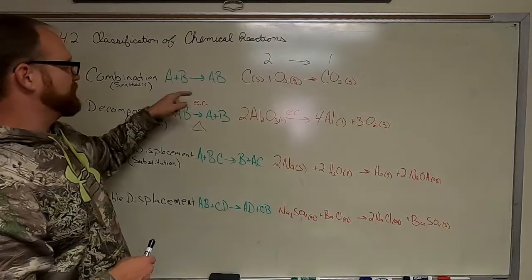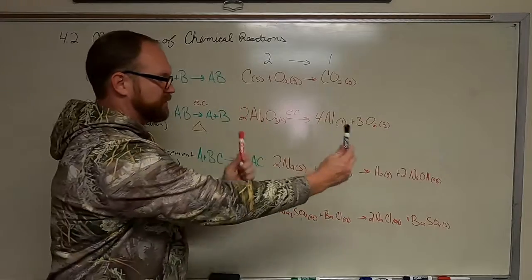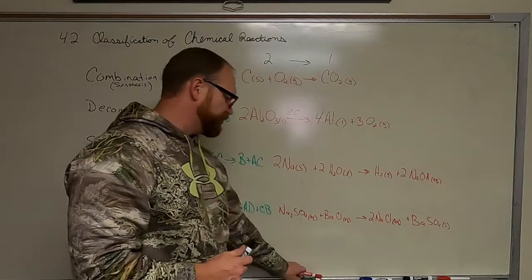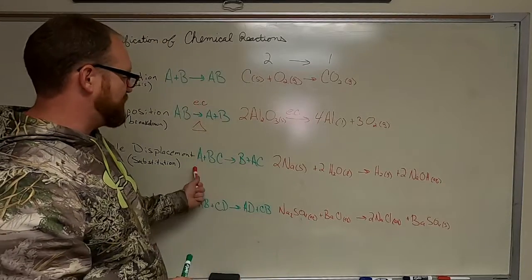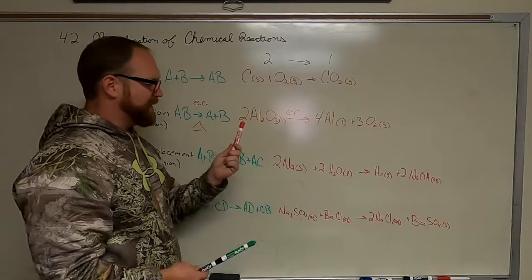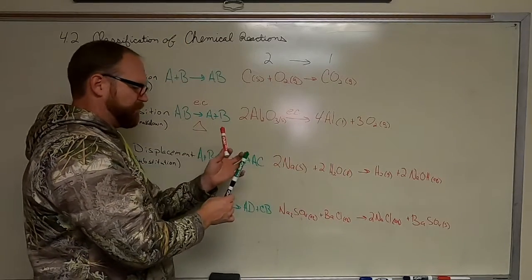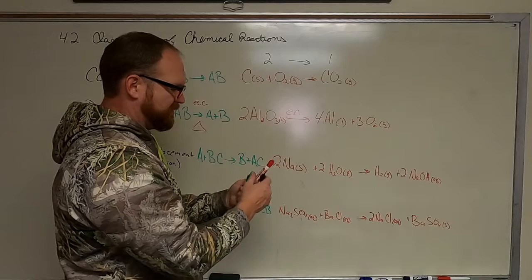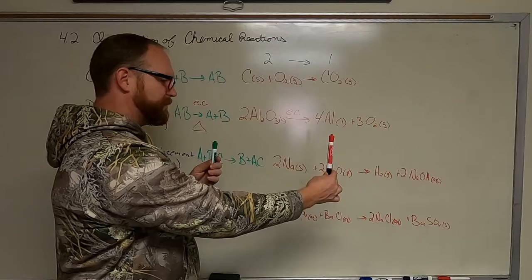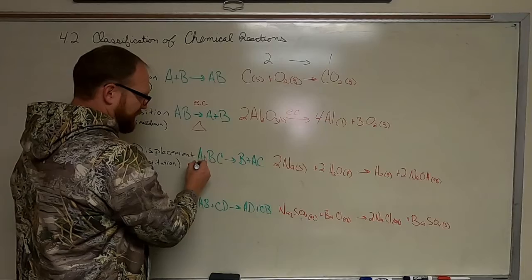So we talked about our combination, 2 different to 1. We talked about the decomposition, 1 to 2. And now we're going to talk about a single displacement. So in this case, we have A plus BC is going to yield B plus AC. So we have A plus B and C, and something happens with that reaction, and then it's going to yield B plus AC.